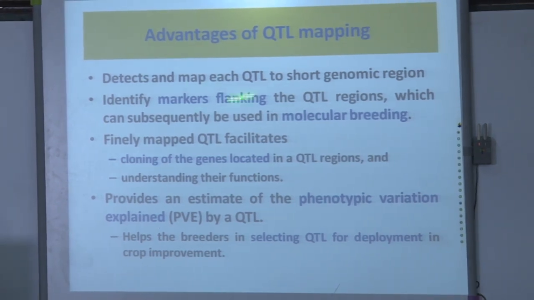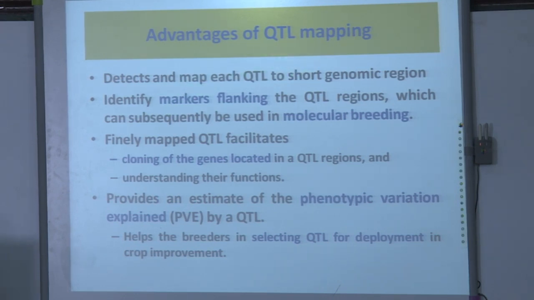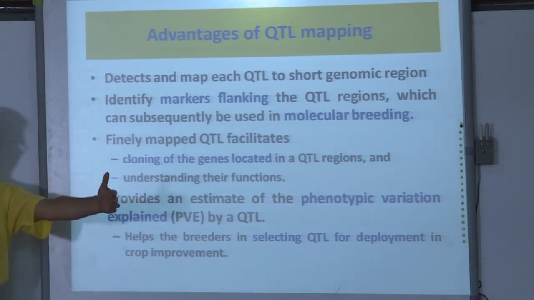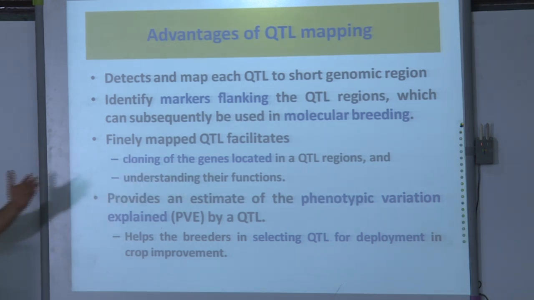You are getting a genomic region. You are identifying a genomic region which is controlling your quantitative trait, right? And that genomic region is now identified by the flanking markers, right? Like this, the QTL is sitting here and on both sides you have the markers. So those flanking markers will be there. Is it advantageous or disadvantageous? Why is it advantageous?